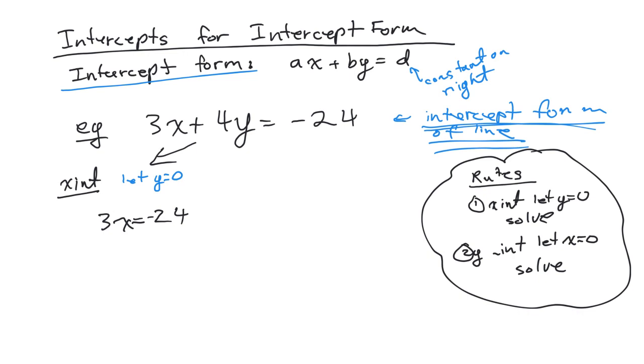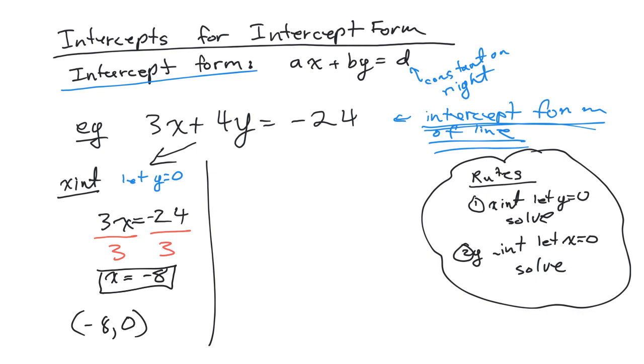So it would be just 3x equals negative 24. Now, let's just solve. So 3x divided by 3, divided by 3. In this case, my x-intercept is negative 8, which means my point is negative 8 and 0. We're good. Now let's do the y-intercept.